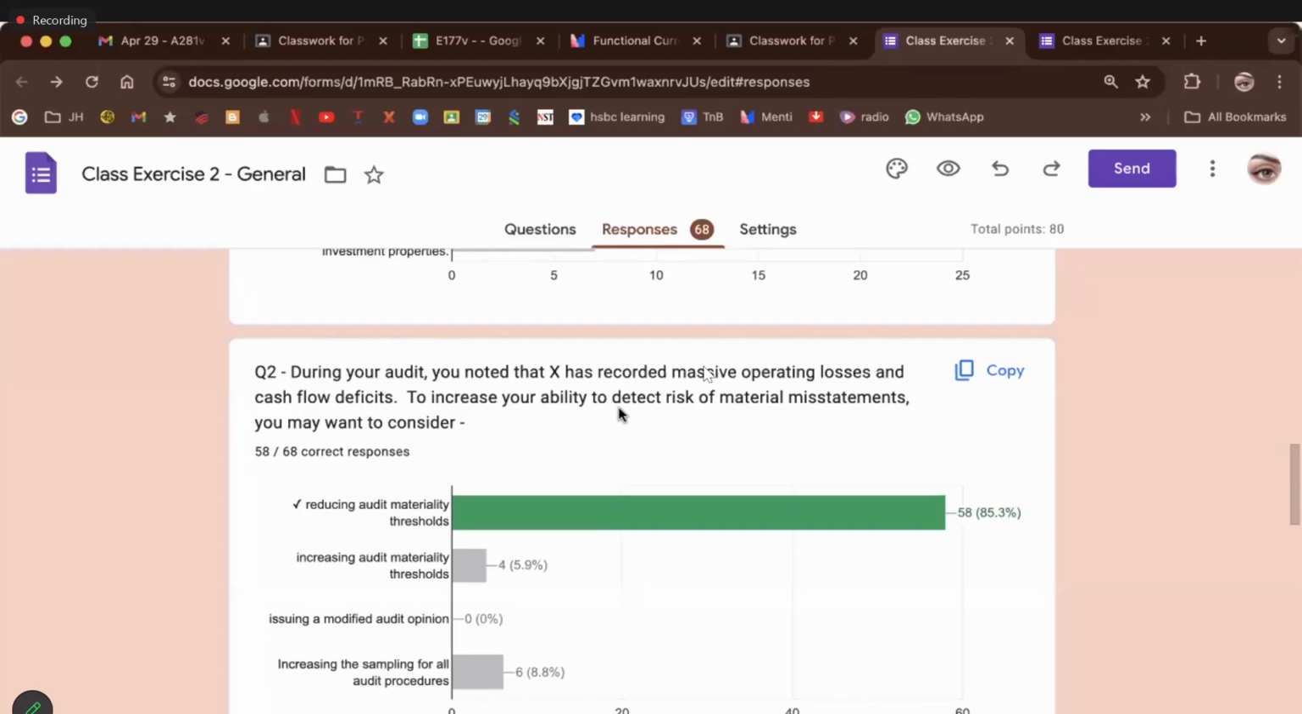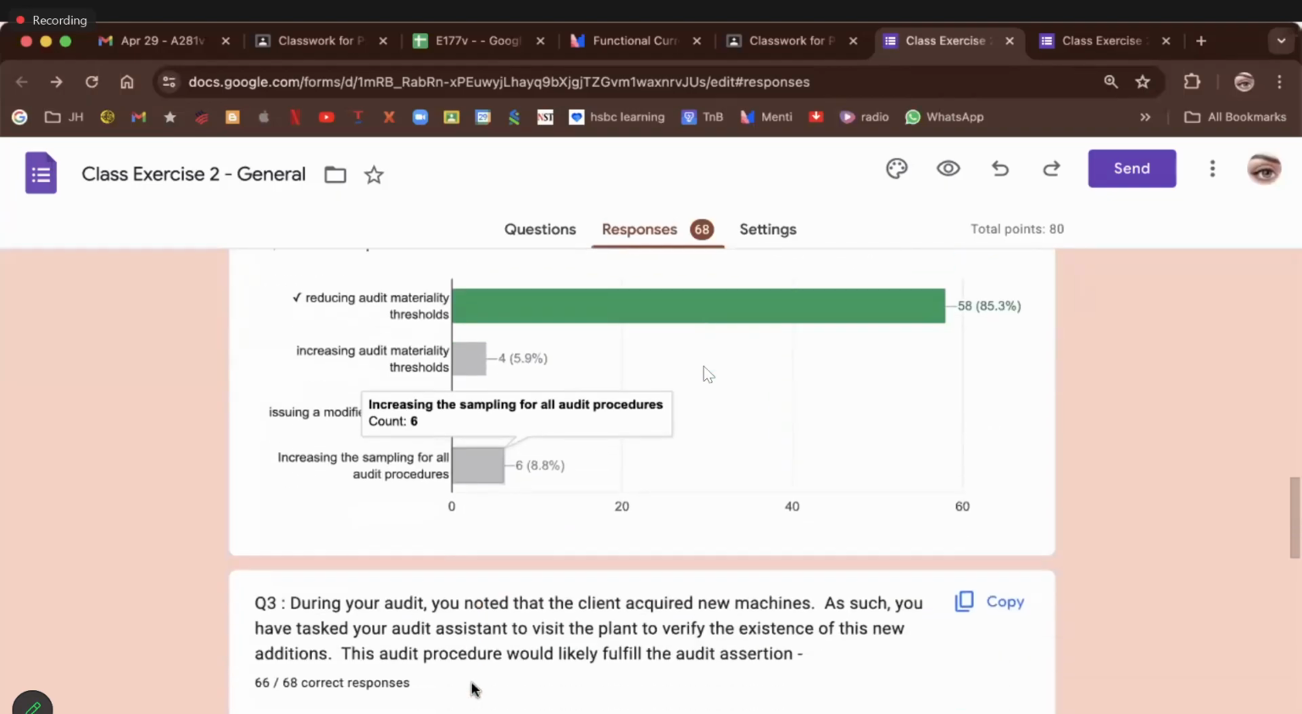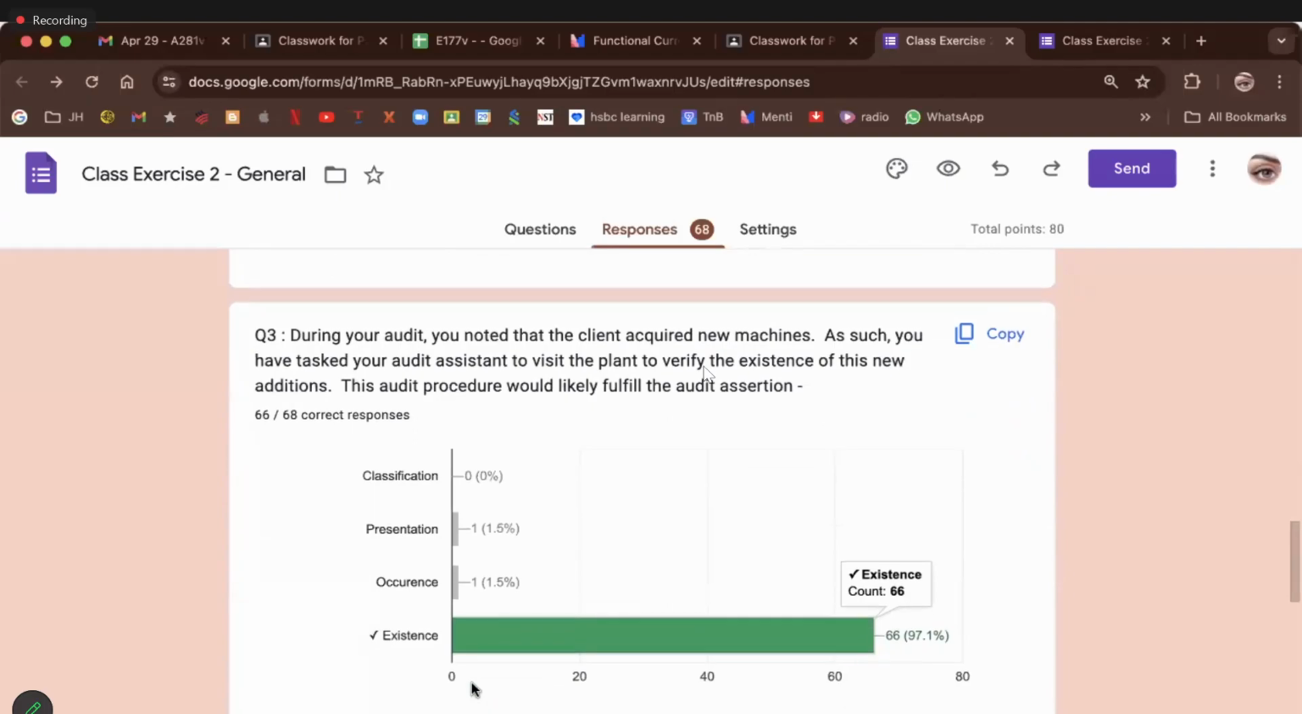So when you lower the materiality threshold, then you are able to increase your ability to detect. So this answer A is a slightly better answer compared to this answer. It's a better answer. So in examination, we need to choose and propose audit procedures, answers that meet the requirements of the case study.